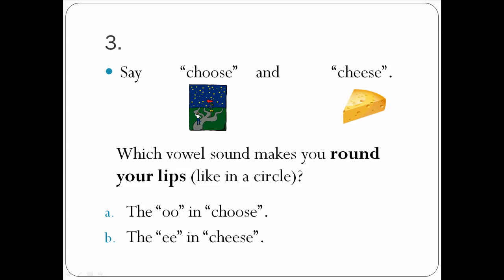3. Say choose and cheese. Which vowel sound makes you round your lips like in a circle? The oo in choose makes you round your lips. Say the word again, choose.